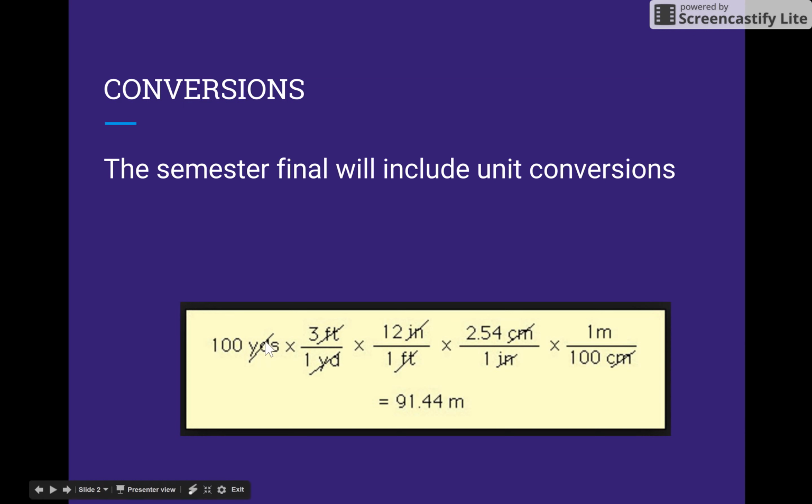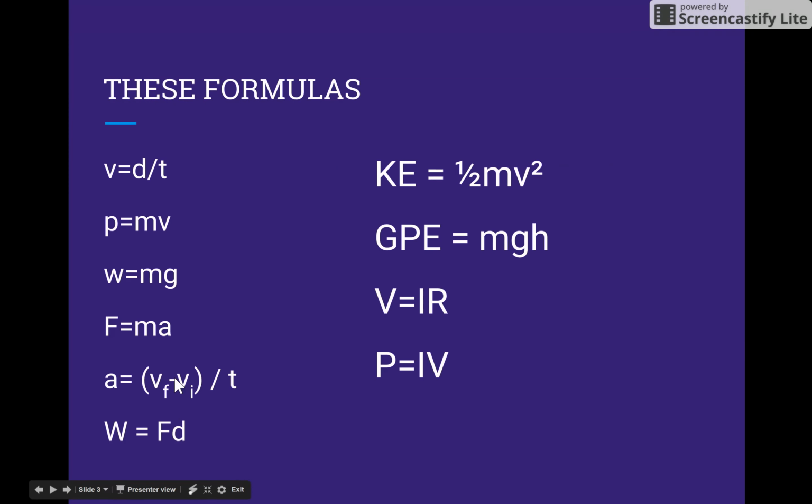The process will look like this on your scratch paper. I'm only interested in the final number. You need to be familiar with these formulas. You need to know that this is the velocity formula, distance divided by time, the momentum formula, mass times velocity, weight and force. These are essentially the same formula. We just replaced force with weight and acceleration with the acceleration due to gravity.